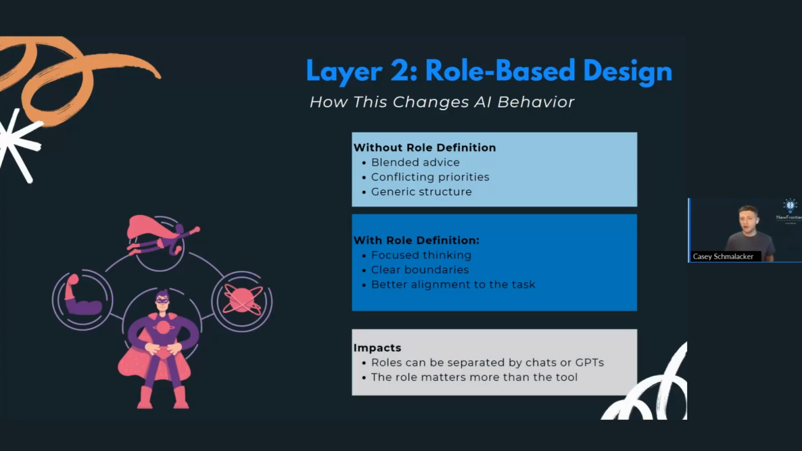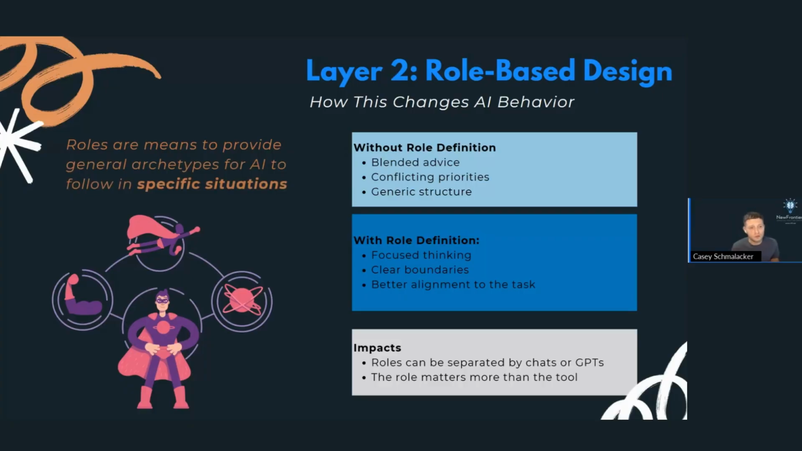The impacts are roles can be separated by chats or GPTs, which we will talk about a little bit later. The role matters more than the tool, though. And the key thing here is you can create these kind of archetypes. And so these roles are means to provide general archetypes for AI to follow in very specific situations.